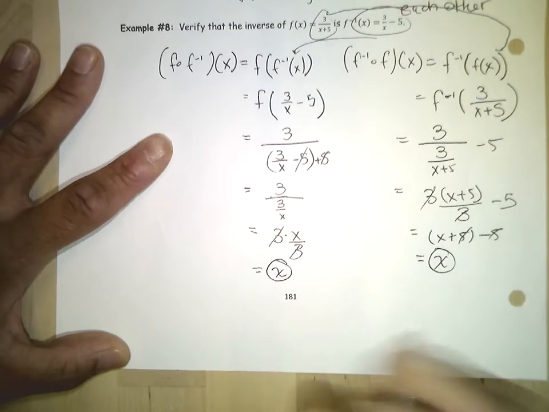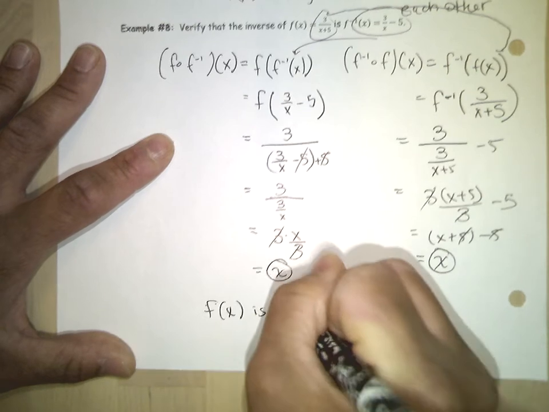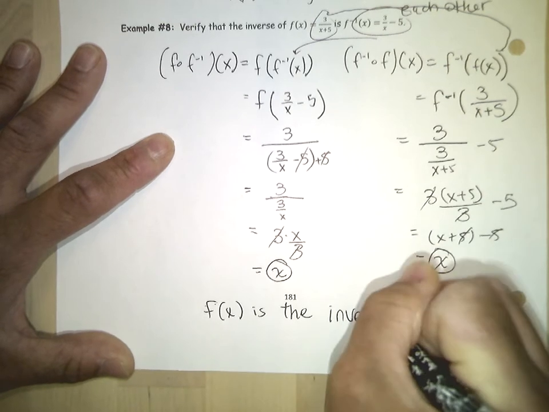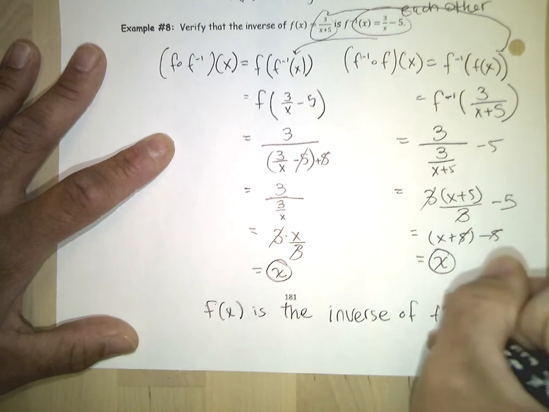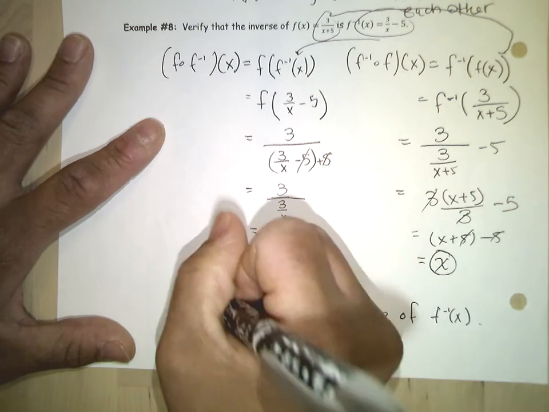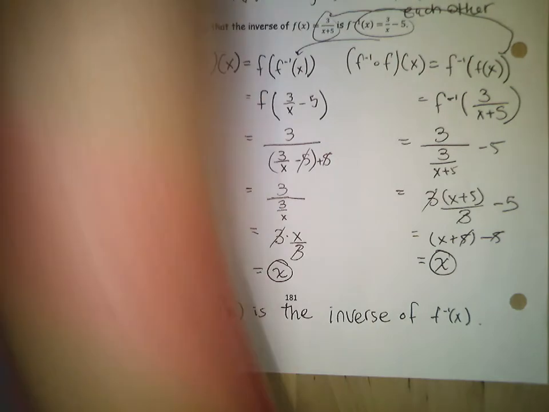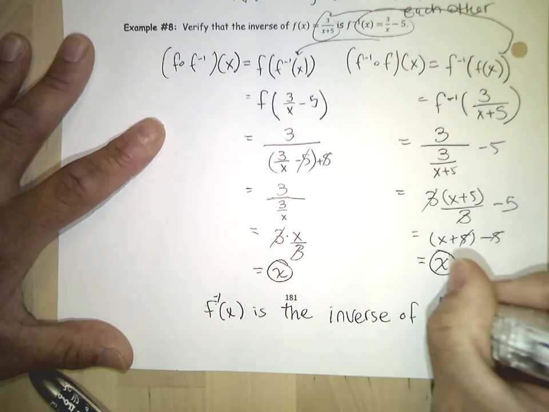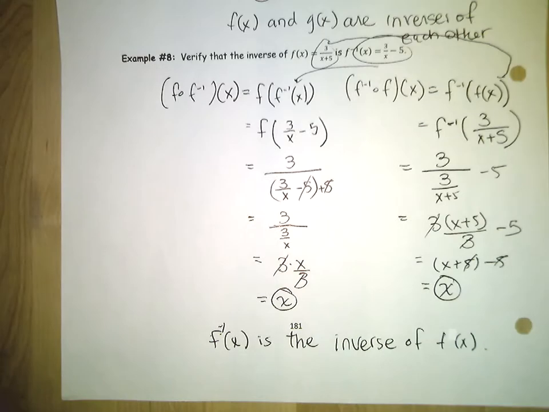So these are both x, so therefore f of x is the inverse of f inverse of x, or the other way around, f inverse of x is the inverse of f of x. Either way is okay to say that because they're inverses. All right, so hopefully that all makes sense now.